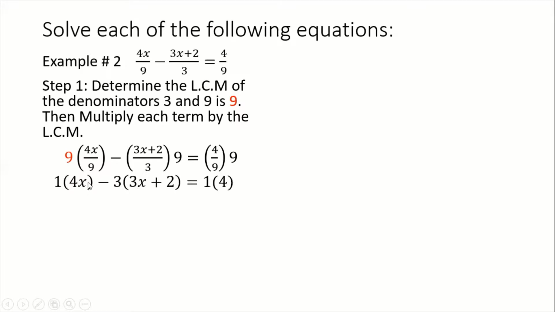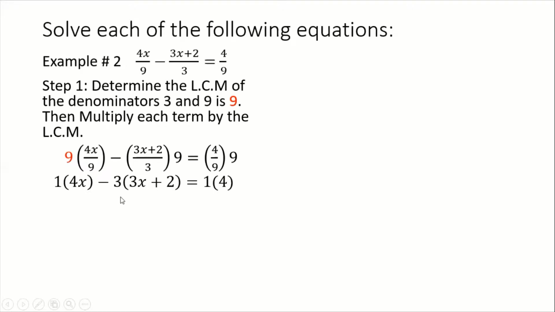So here, note that 9 into 9 will give us 1. So what we're left back with here is just 1 times 4x. And here, 3 into 3 is 1, and 3 into this 9 will give us 3. So what we're left back with here is just 3 times the numerator, which is just 3x plus 2. And here, 9 into 9 will give us 1. So what we're left back with is just 1 times 4. So at this stage, what are we going to do?